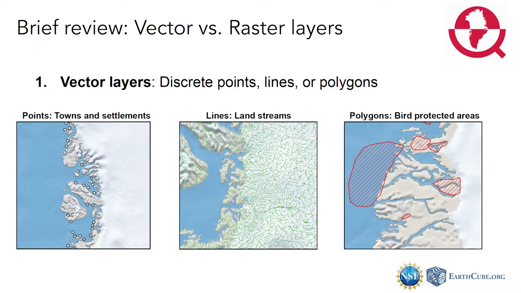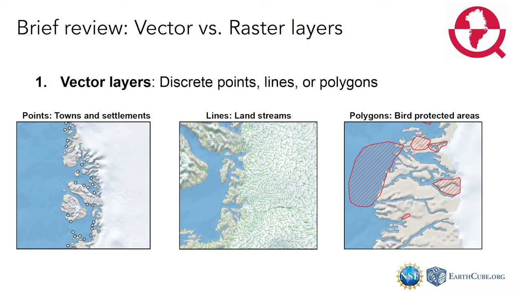The second vector data type you'll find in QGreenland is the vector line layer. Let's look at land streams as an example. All of these lines show individual streams around Greenland. The third type of vector layer is a polygon layer. These are all pretty intuitive based on what they're called. For example, let's look at the layer of bird protected areas in Greenland, which is a polygon that outlines a particular area. These individual polygons outline individual bird protected areas and agreements.